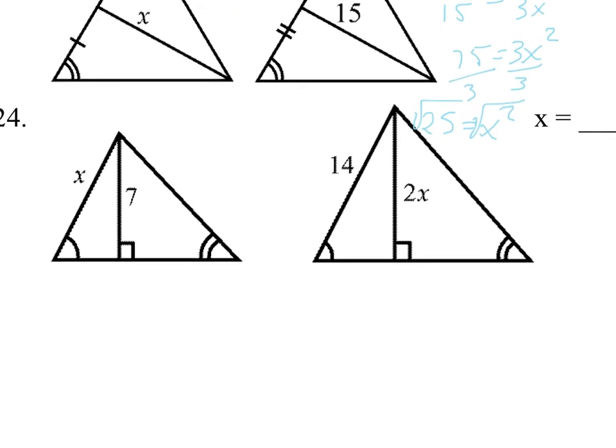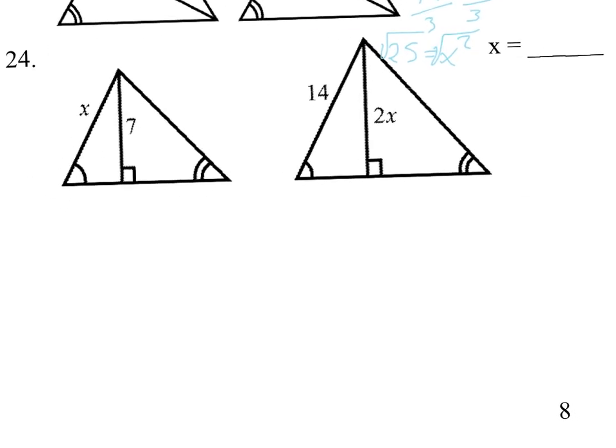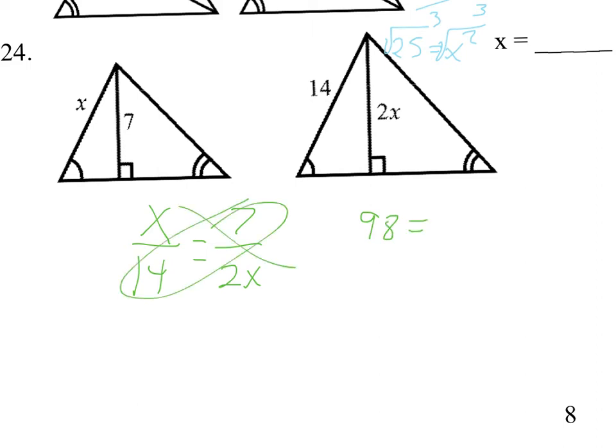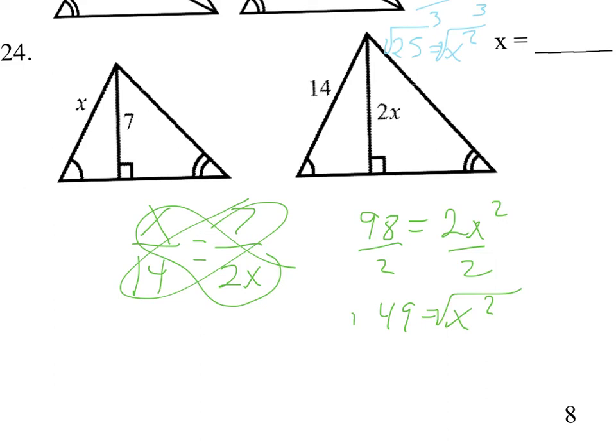Okay, and the next one, we got an altitude coming down. These two triangles are similar, so yes, we still do have proportional sides. X over 14, corresponding sides, is equal to 7 over 2x. 98 equals 2, that's when I cross multiply. X times 2x is 2x squared, divide by 2, and 49 equals x squared. Take the square root of both sides, x equals 7.